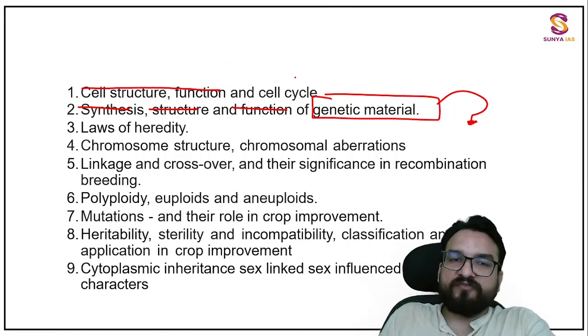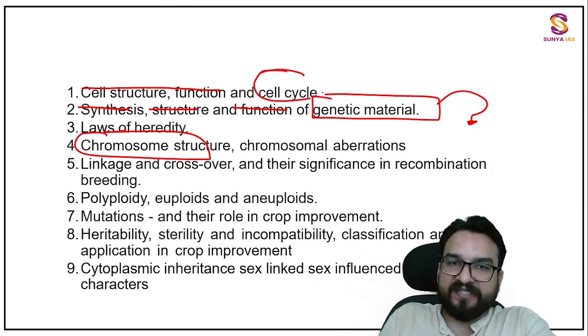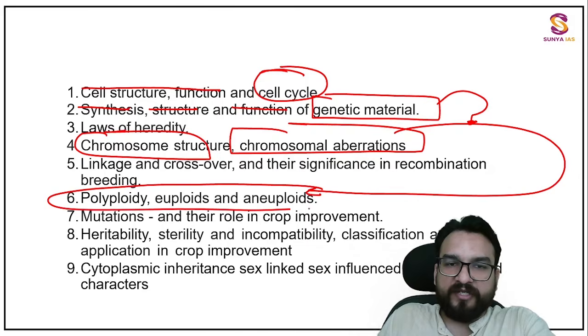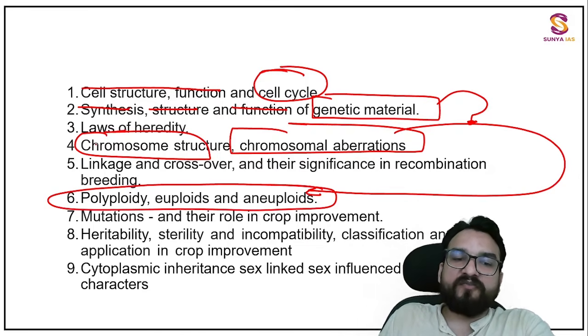Now in the next class we will be moving forward with understanding the chromosome, and I will be telling you the cell cycle also. Then a separate lecture for chromosome aberration, and this is linked with polyploidy, euploidy and aneuploidy. This is the importance of understanding a subject.